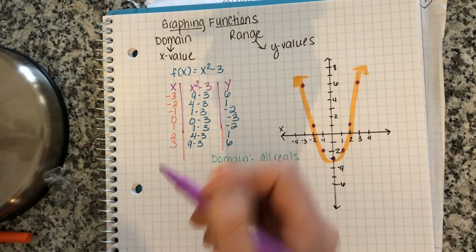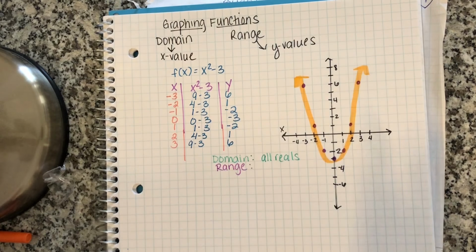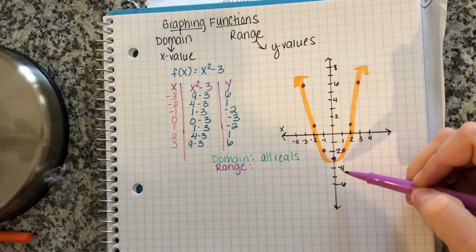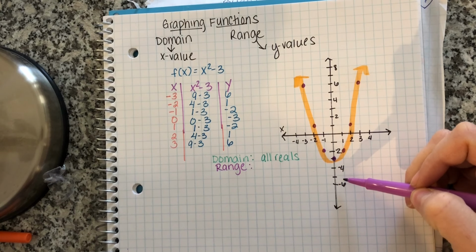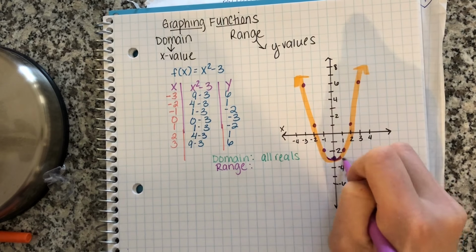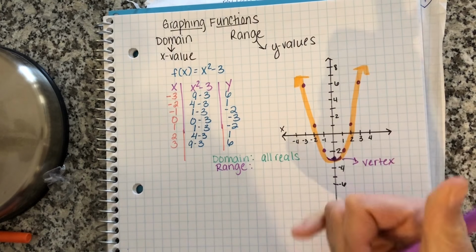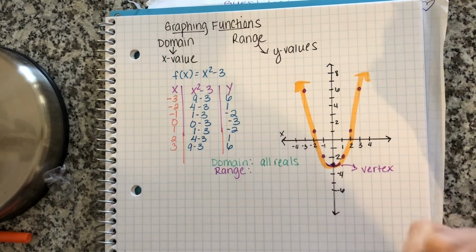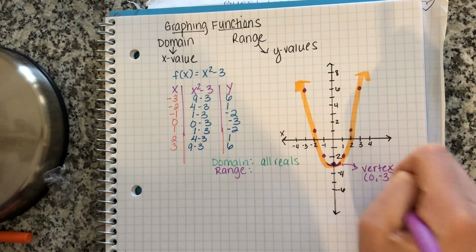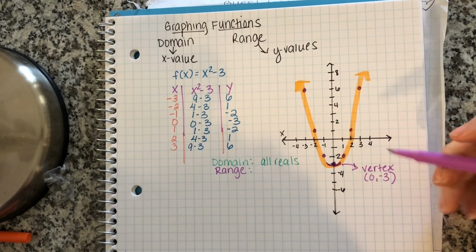However, that's not true for my range. Your range are your y values. If I look at this, -4 is not contained on the graph. -6, -5. My graph does not go below this value here. This is considered your vertex or your minimum. It's a minimum here because it's the minimum value on the graph. It doesn't go anywhere lower than -3. And this is the point 0, -3 for this function. So it's not going to go below -3 on the y-axis.